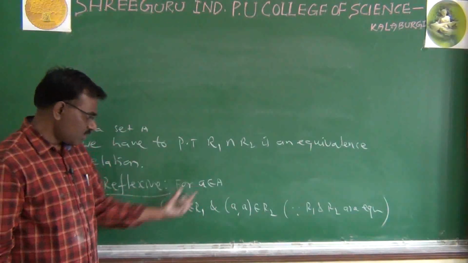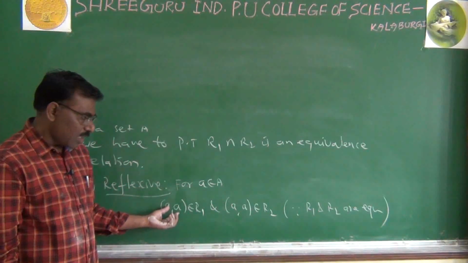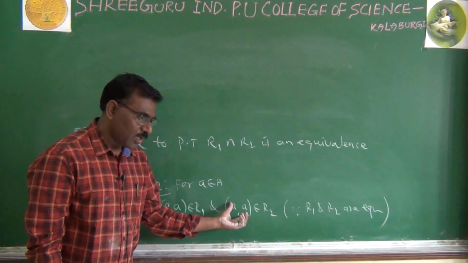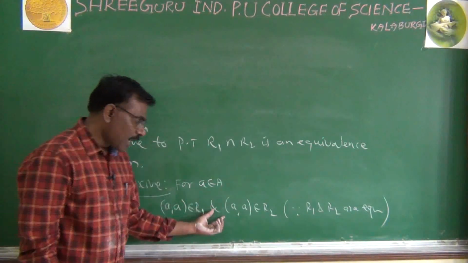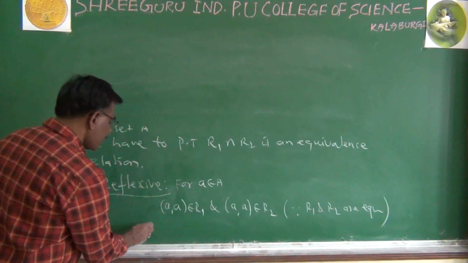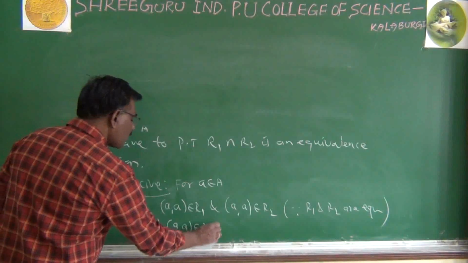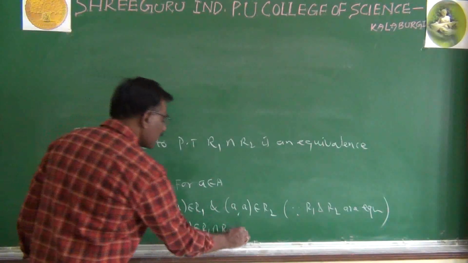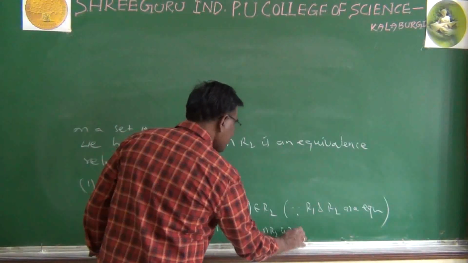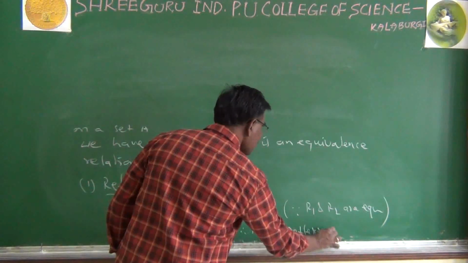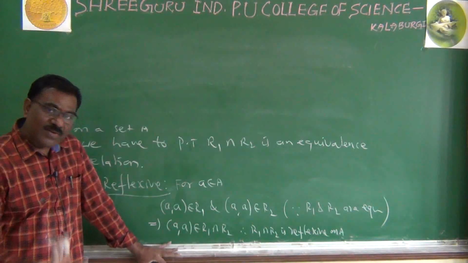This is a reflexive relation R1, and this is a reflexive relation R2. So one element you have to choose. Our (a, a) belongs to R1 and (a, a) belongs to R2. It implies (a, a) belongs to R1 intersection R2. Therefore, R1 intersection R2 is reflexive on A. Very, very simple.